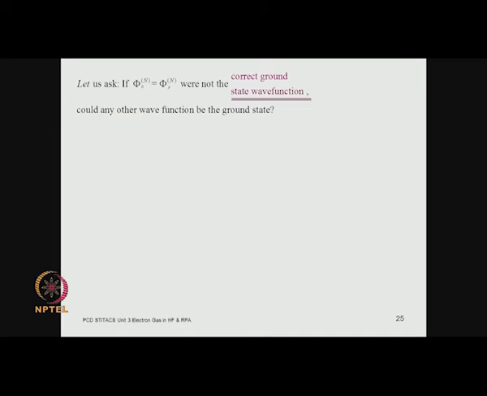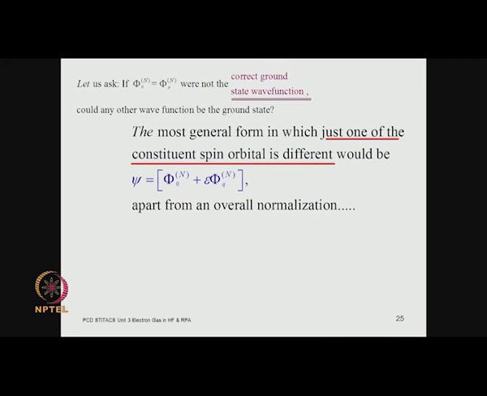So, let us ask this question: if phi p were not the correct ground state, we have begun with the stipulation that it is in fact the correct ground state. In case it were not, which other wave function would be the correct ground state? It would be a mix of phi p plus maybe something else, right. It would be a superposition of various terms, and the most general form in which at least one determinantal wave function is different is a superposition of phi p, which is phi 0.